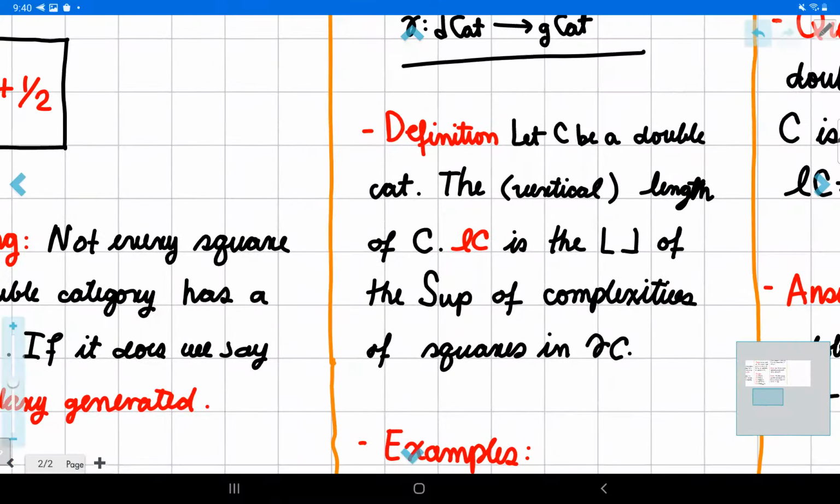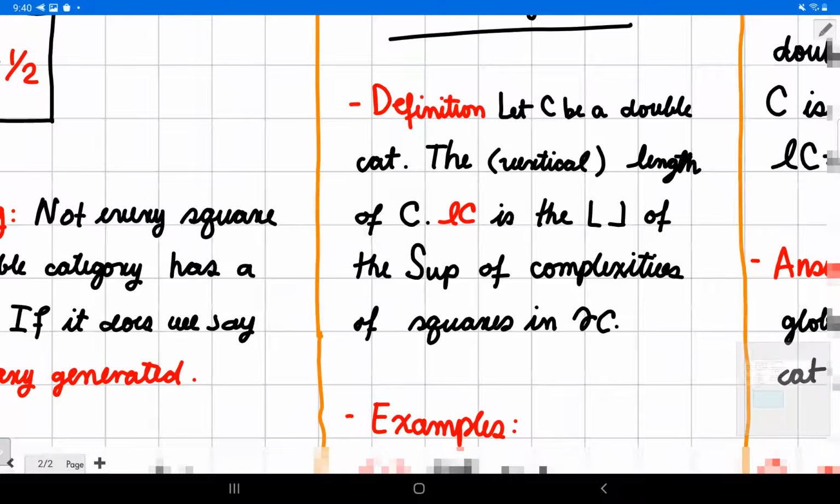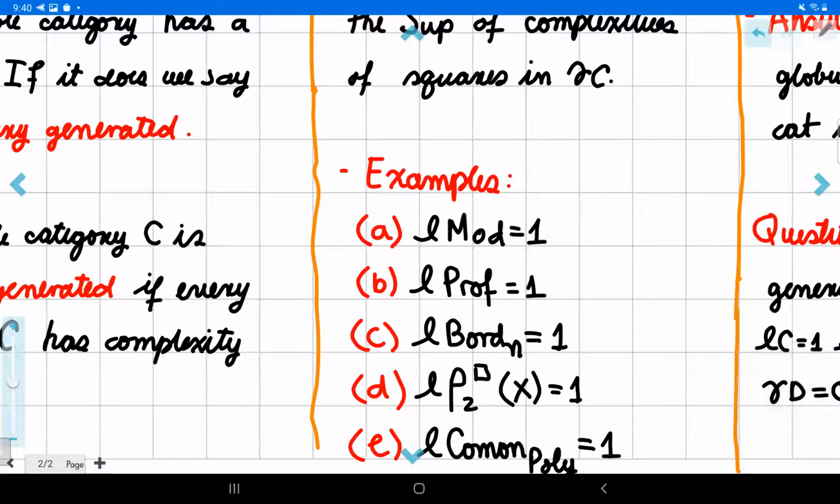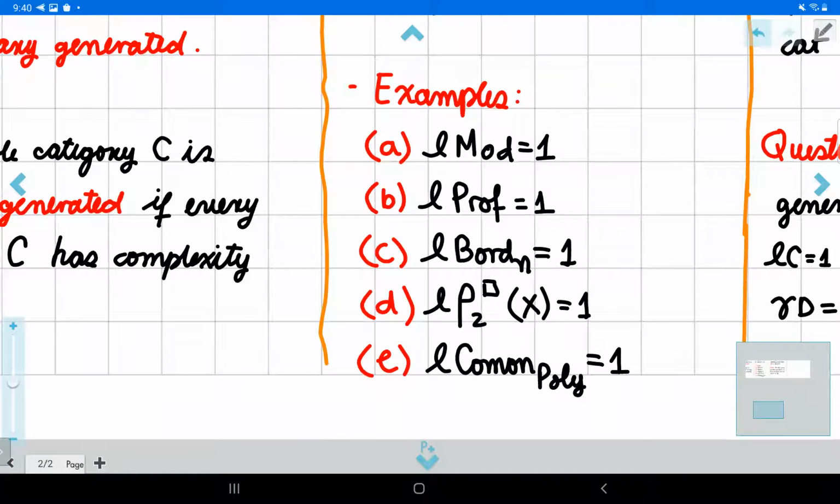Okay, so we have the following definition. Suppose C is a double category, then the vertical length of C, LC, or just the length of C, is the floor of the supremum of all complexities of squares in gamma C. So this is an invariant for double categories, a numerical invariant. So this answers Bob Pare's question. Well, if it's sensible or not, we'll see. But what can we compute with this, or what can we say about this invariant?